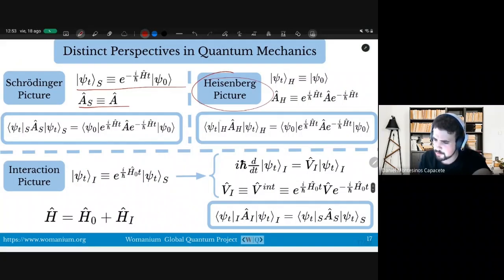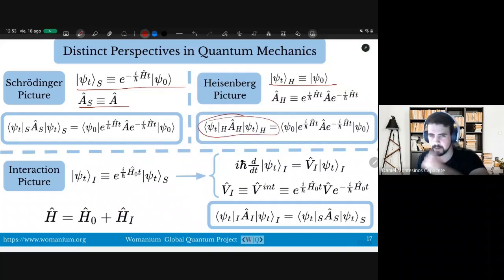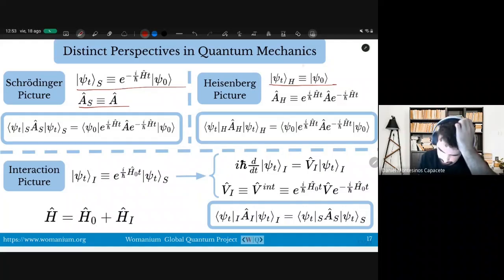In the Heisenberg picture, the state vector stays the same in the evolution, but in this case the operator is the one that is changing over time. If we calculate the expected value of the operator here, we get the very same expected value, since the pictures are equivalent. The only thing that changes is that we are applying the time evolution to the operator instead of applying it to the vector. That's the main difference between the Schrodinger picture and the Heisenberg picture.